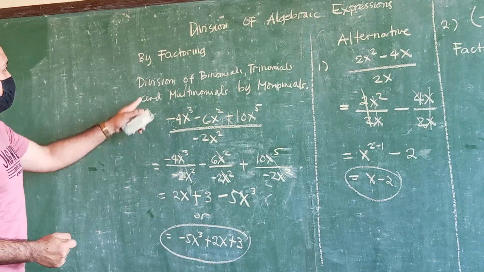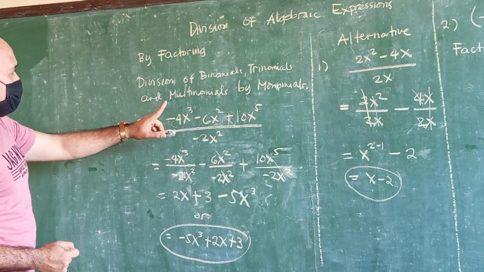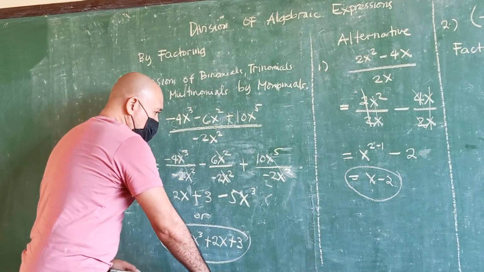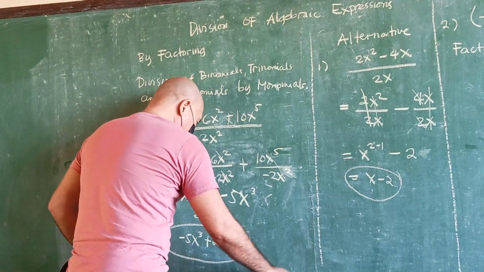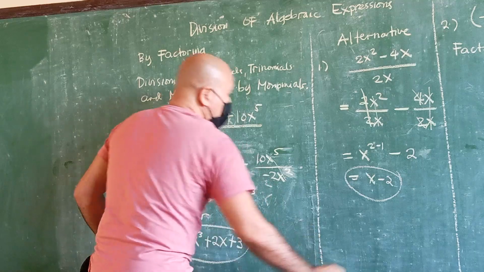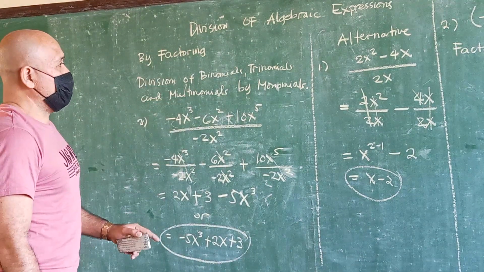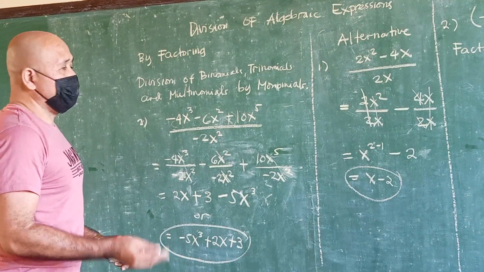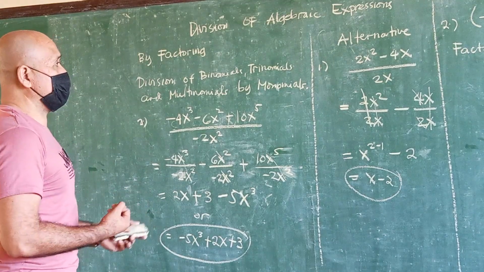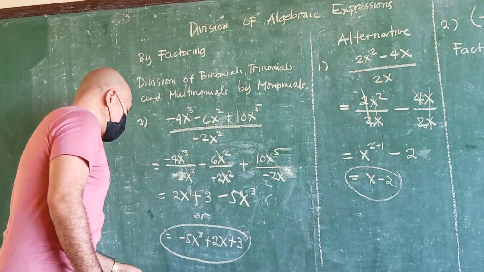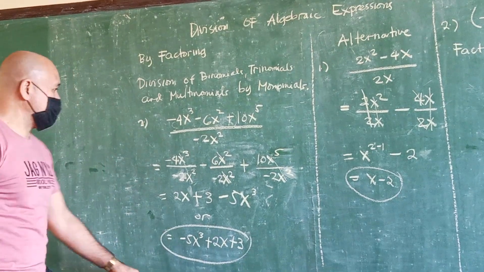Okay, so after this division of binomial, trinomial, and multinomials, let's proceed to still division of algebraic expressions by factoring, but this time our divisor could be a binomial or could be a trinomial. And this will be the last part for this division by factoring.